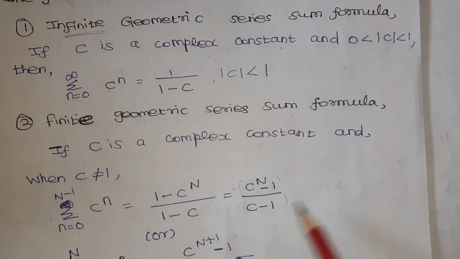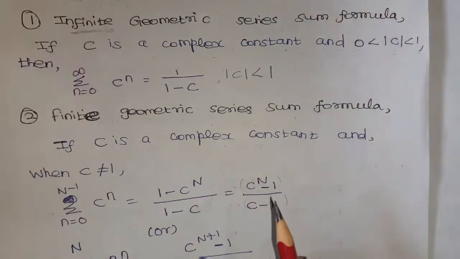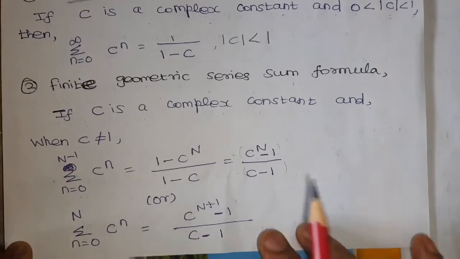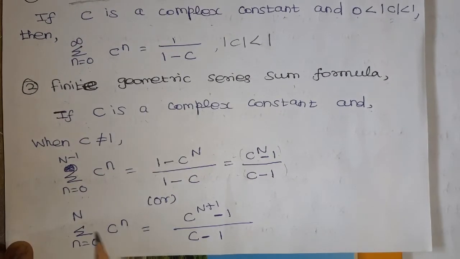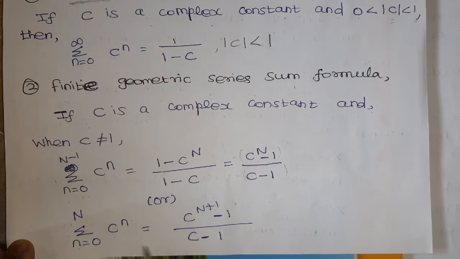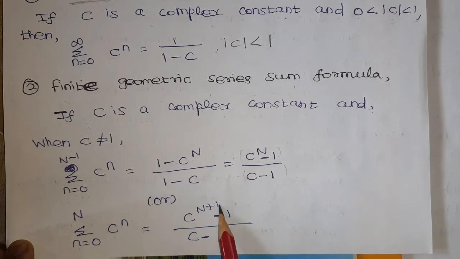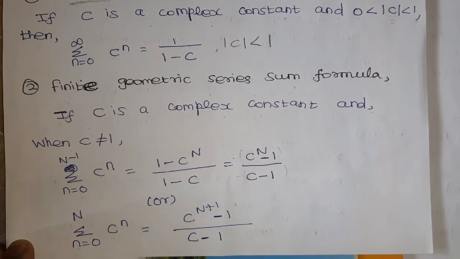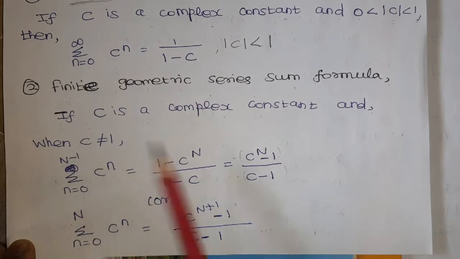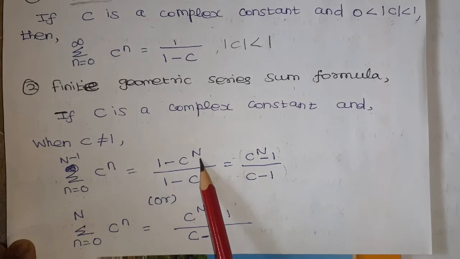C power n minus 1 divided by C minus 1. If the summation is n equal to 0 to n of C power n, what will we get? C power n plus 1 minus 1 divided by C minus 1. If it varies from 0 to n minus 1, we will get n here.